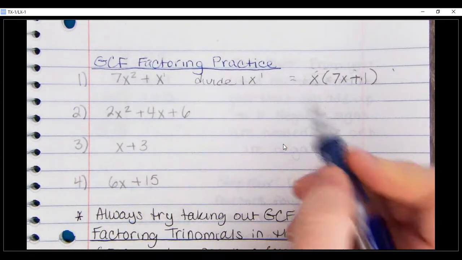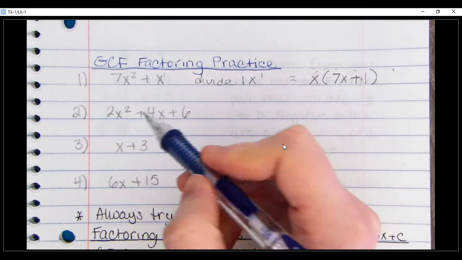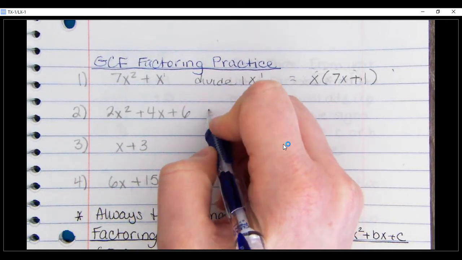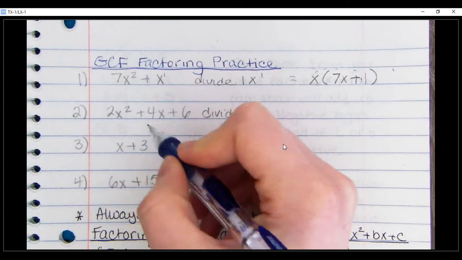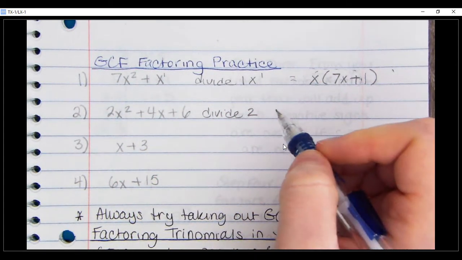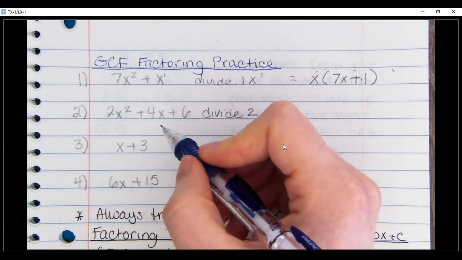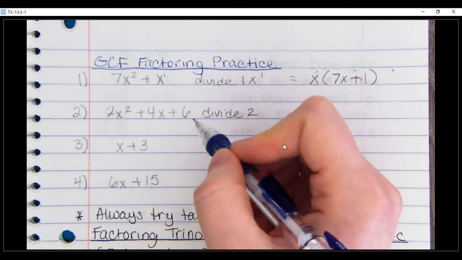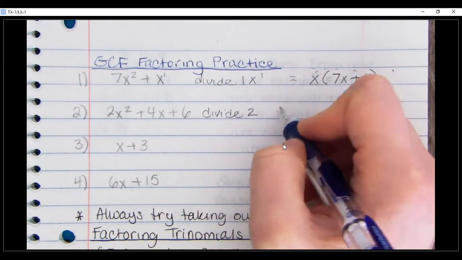Now in this second example, I have 2x squared plus 4x plus 6. Well, I see there's a 2, 4, and a 6. The greatest common factor that I can divide those by is 2. 2, 4, and 6 can be divided by 2. There's no other number that can go into all of them. And now I'm going to see if I can take out a variable. I have an x squared, an x, and then no x at all. Since this doesn't have an x at all, I can't divide by a variable. So the only thing I can divide by is 2.